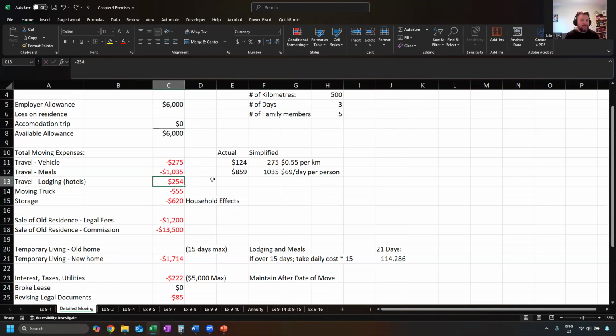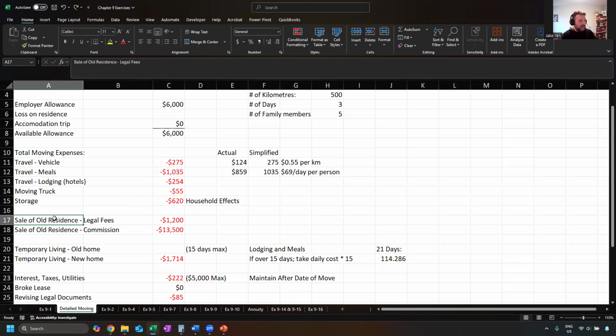How much did we pay for hotels? There's not a standard rate for hotels stayed. So we paid $254. Let's say we rented a moving truck for $55. We're driving it ourselves, but we rented it for $55. But for using the moving truck, we also got a storage unit. So we moved out of our house. Our stuff sat in a storage unit for a couple days while we got the rental truck. So we spent another $620. All of those are allowable expenses.